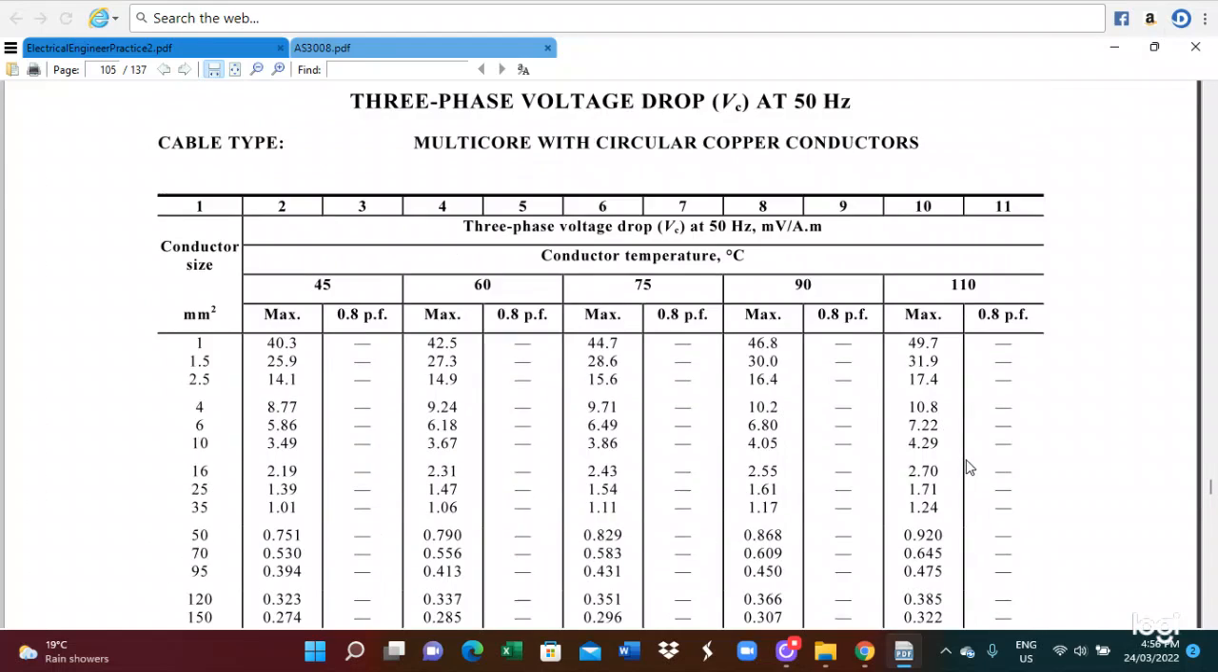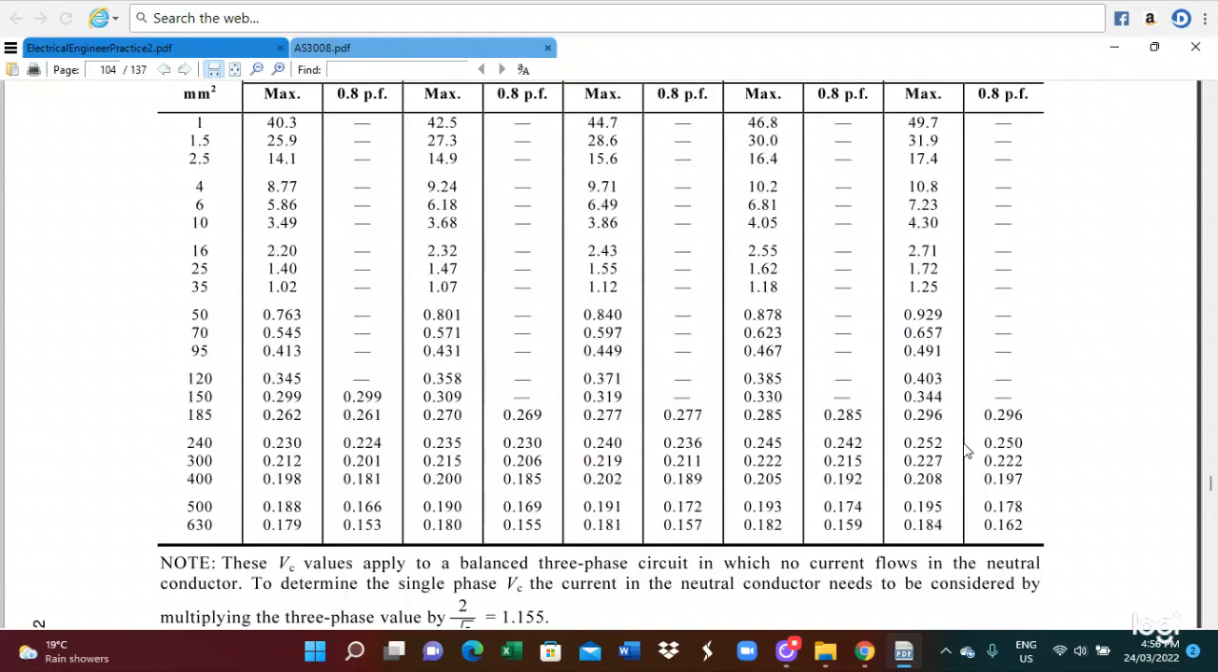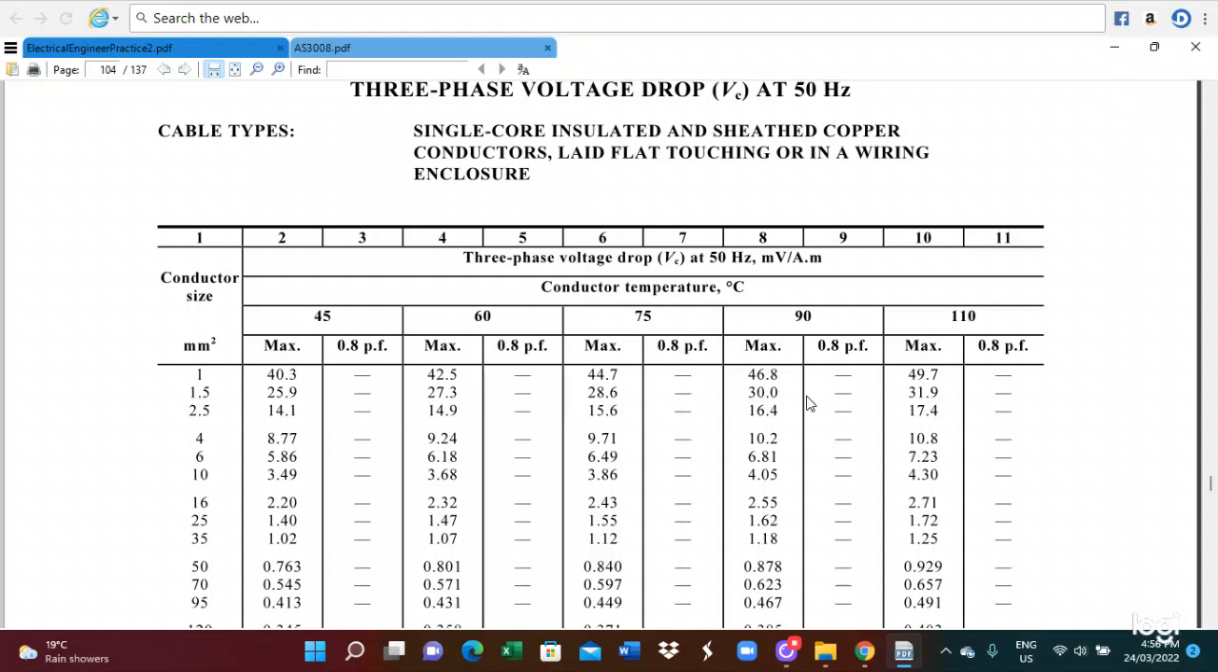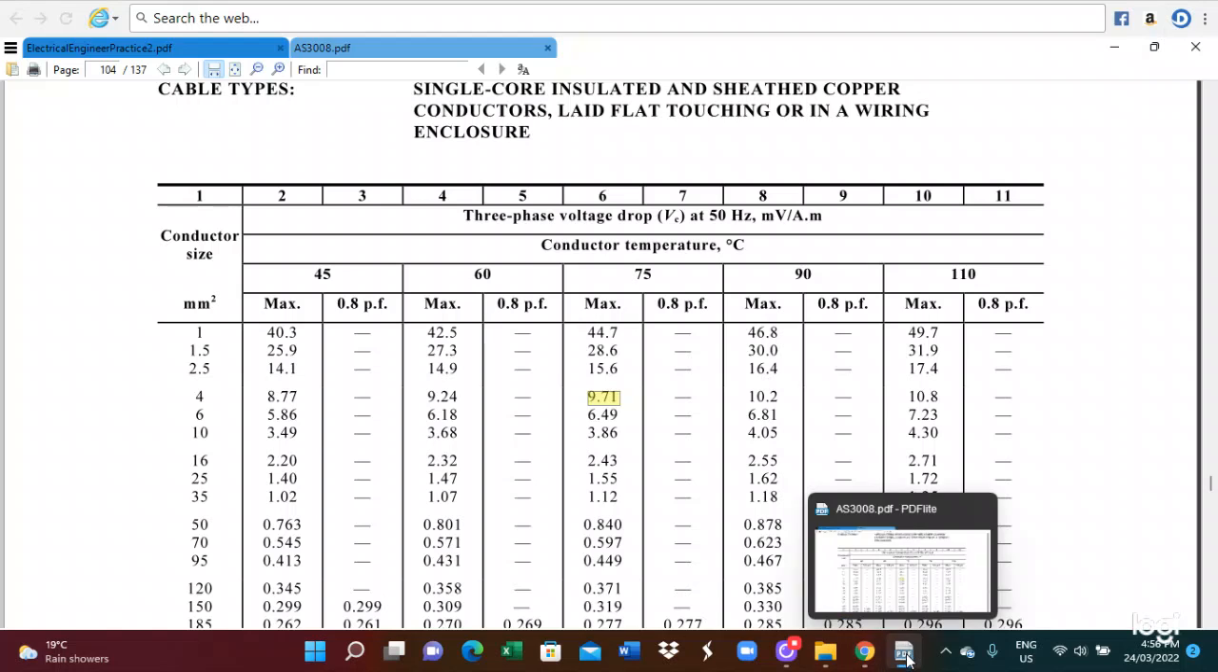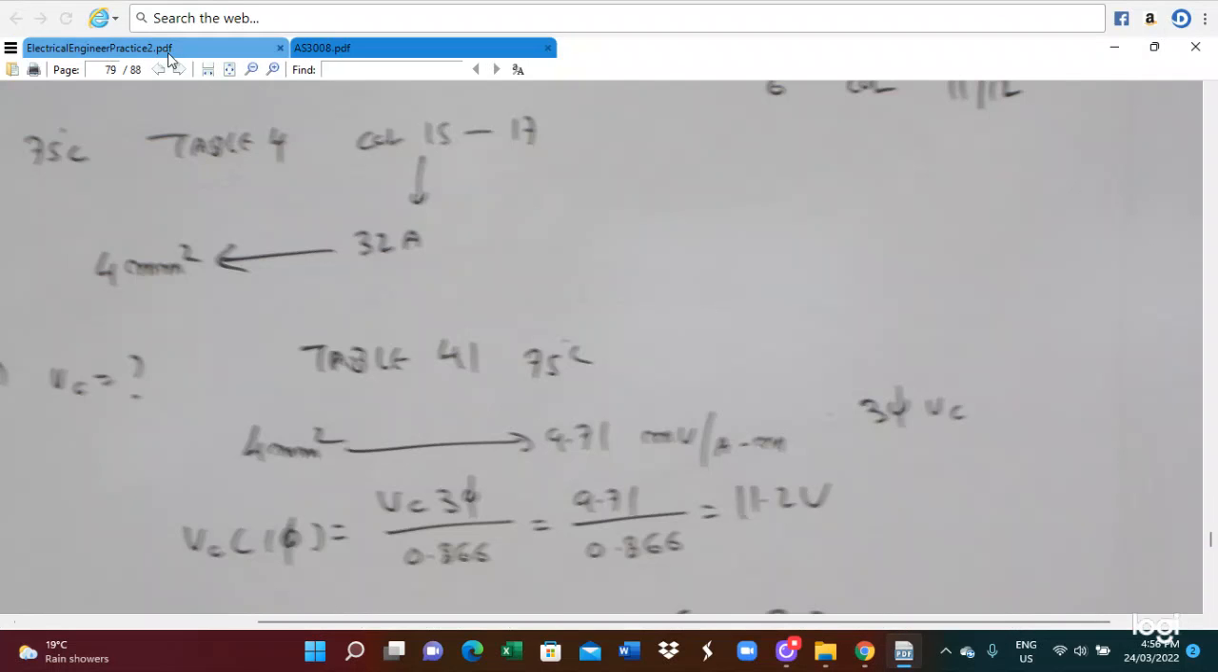So this is the table 41 we got. In table 41, 4 millimeter square, at 75 degrees centigrade, the V75 is 9.7.1. VC is 9.7.1 we got. You calculate VC 9.7.1 in millivolt per ampere meter. This is for the 3-phase VC.